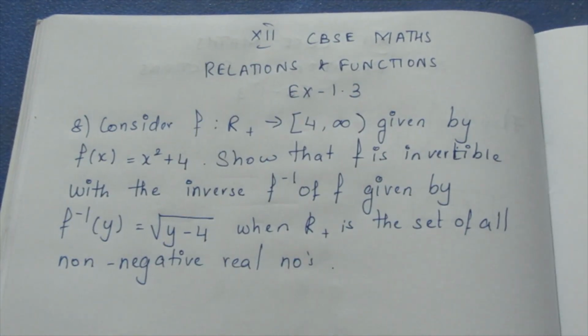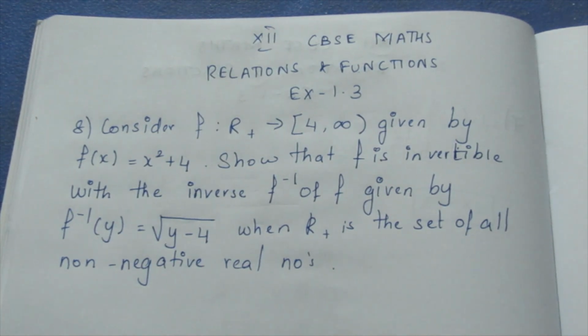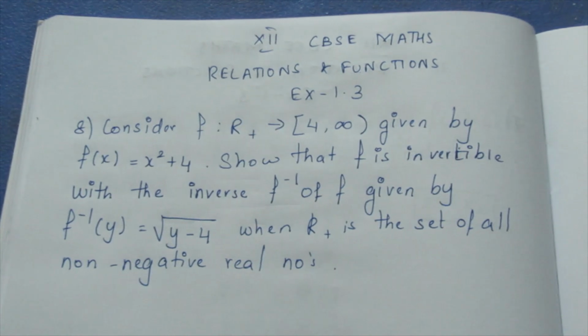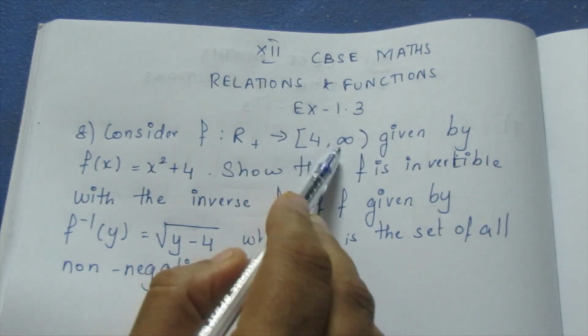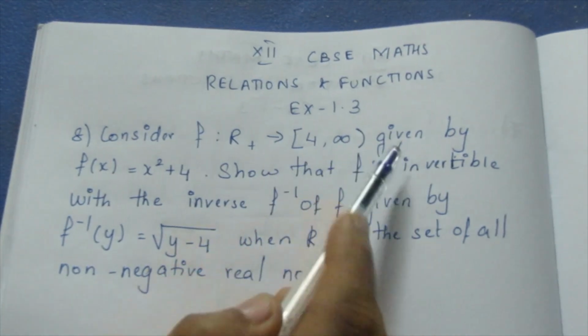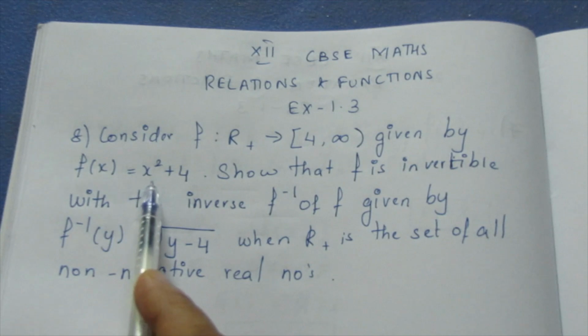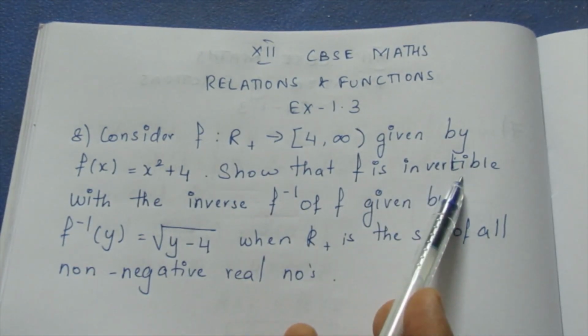Today we are going to see 12th CBSE Maths Relations and Function Exercise 1.3 question number 8. Let's see the question. Consider f from R plus, meaning positive real numbers, in the interval 4 to infinity, where 4 is included, given by f of x is equal to x square plus 4. Show that f is invertible.